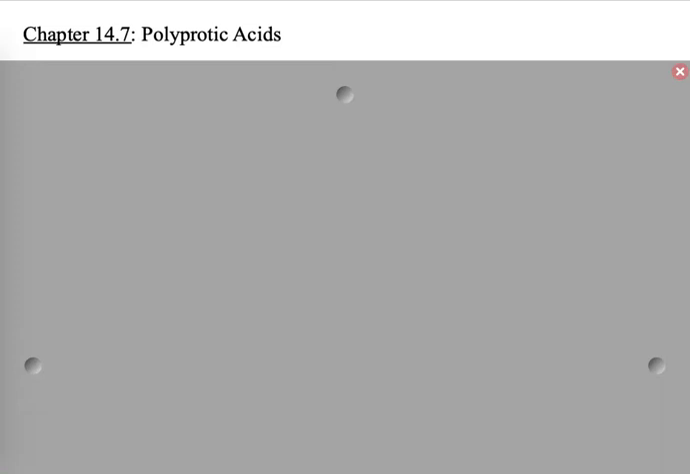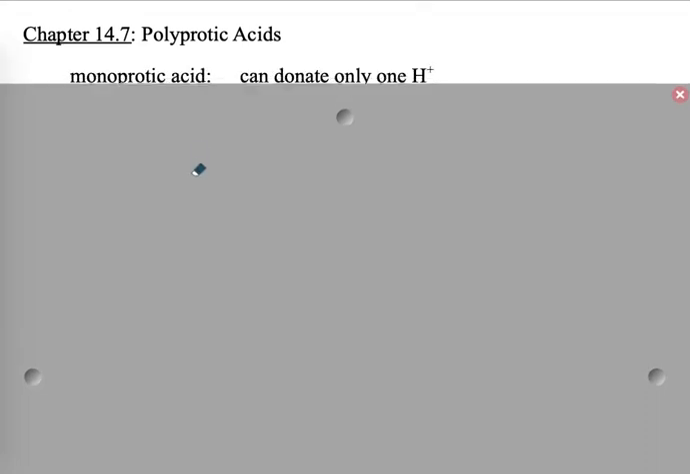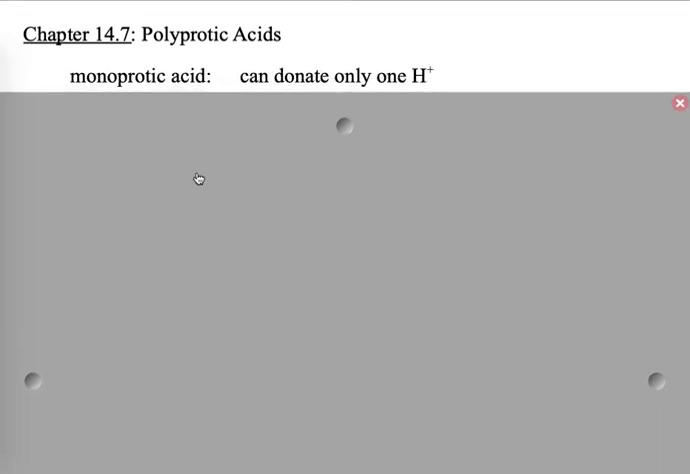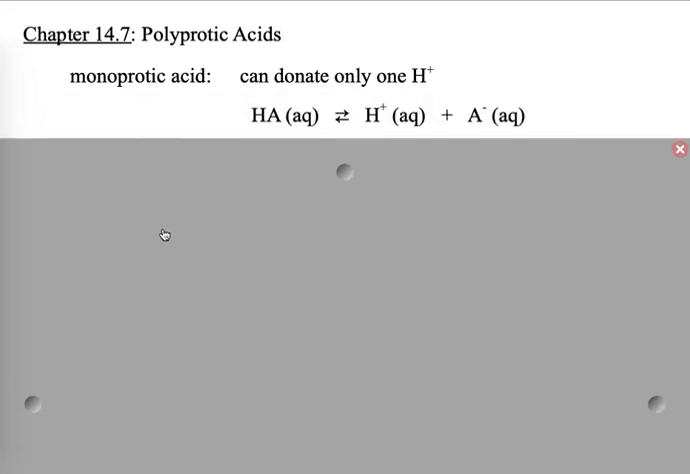Hello. In this video I'd like to talk about polyprotic acids as described in chapter 14.7. Up till now in this unit we have mainly been dealing with what are called monoprotic acids, and as the name implies, a monoprotic acid is an acid that is capable of donating only one hydrogen ion per acid molecule. And there's an equation that shows the equilibrium ionization of a monoprotic acid HA to form 1 mole of H plus and 1 mole of A minus.